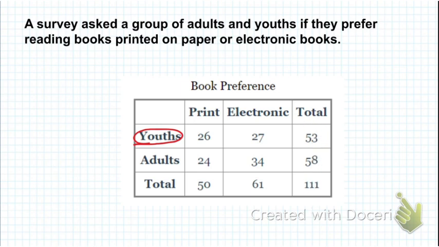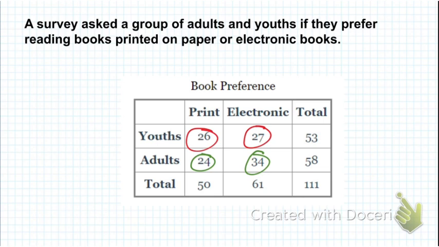So if we talk about how to break this down, for 26, it says that there are 26 youth that like print. But after that, you'll see it says there are 24 adults that like print. And then we have 27 youth that like electronic. And then we have 34 adults that like electronic.